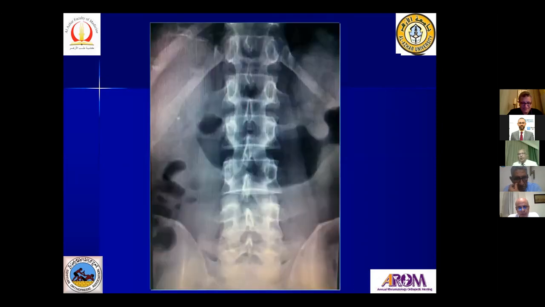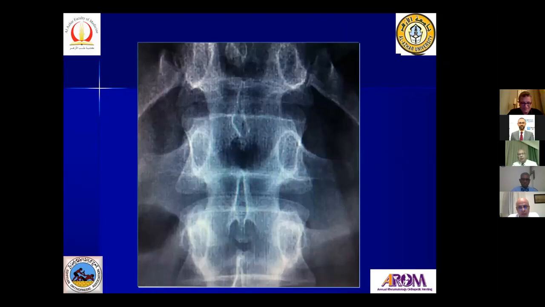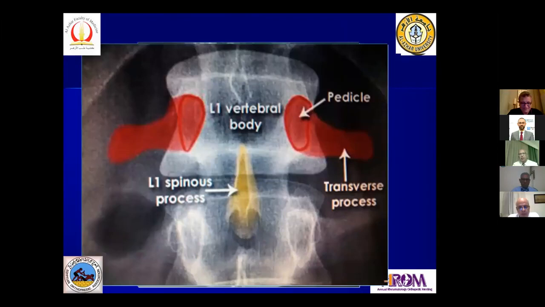And this is the normal AP, and where is the transverse process, where is the spinous process? This is the diagram representing the spinous process and the pedicle, and it's very important to know the anatomy of the pedicle when you go for spinal fixation. This is the close-up view, and this is the pedicle. This is the transverse process. Very important because many people sometimes have fracture of the transverse process alone.